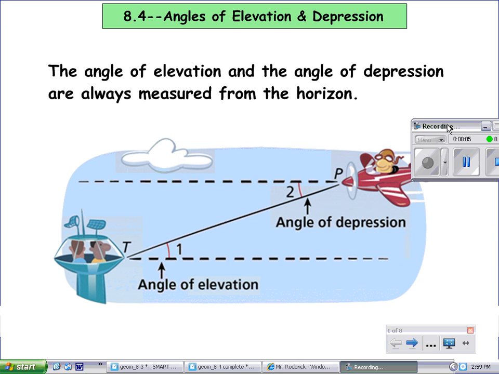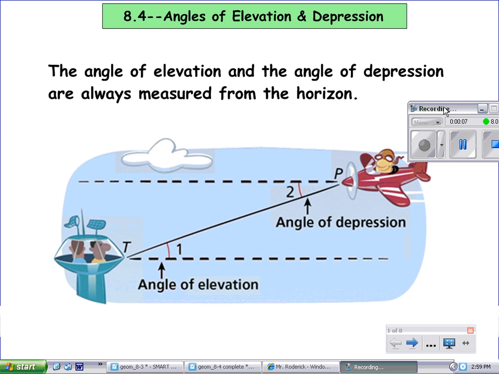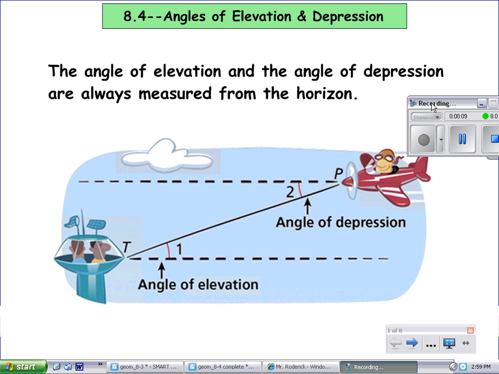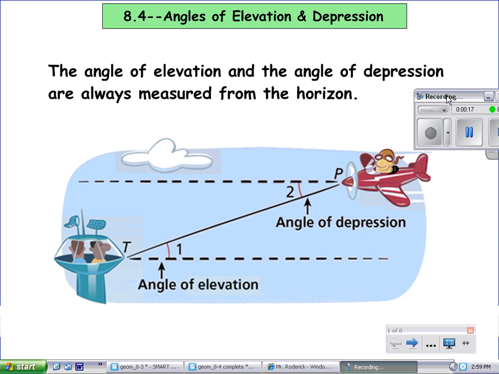This will be very short today. Basically, 8-4 angles of elevation or depression. It's just a quick little skill that we use to continue what we've been doing, solving right triangles, whether we're looking for a side or looking for an angle, okay?